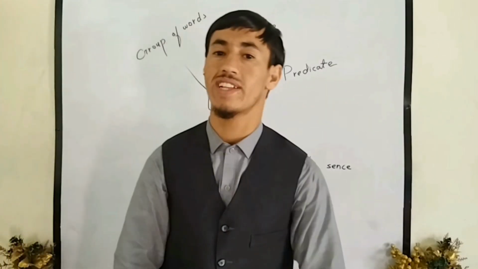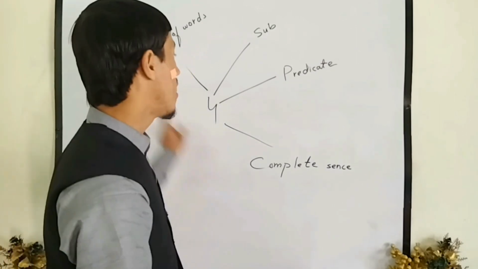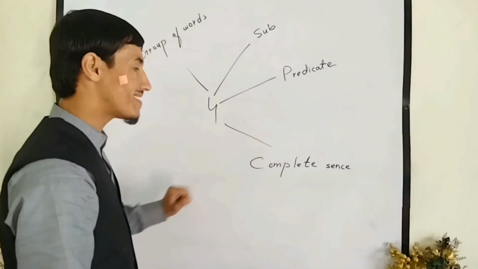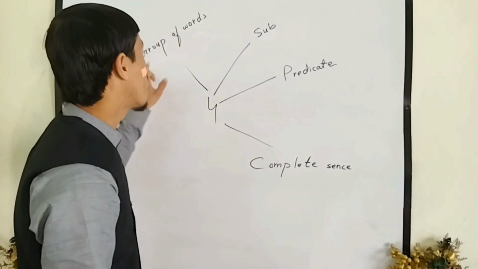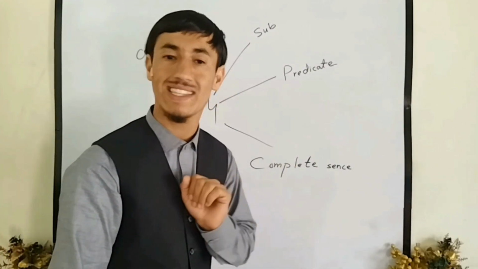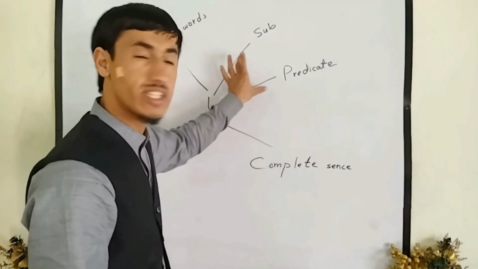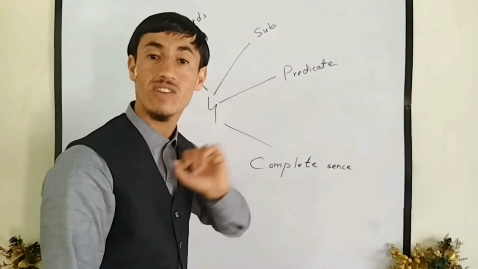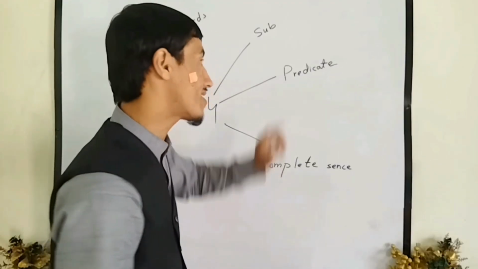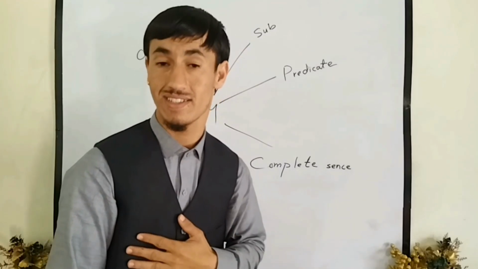So listeners, as you know that I had defined a sentence for you, that was a very normal and very common definition, and I had just mentioned these two things: a group of words which give the complete sense, which gives the complete meaning. That's called a sentence. But I hadn't mentioned these two things, subject and predicate. These are the parts of a sentence. But in today's lesson, I'm going to talk about the subject and predicate in detail with you guys.